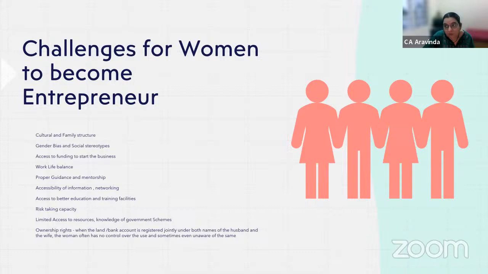Ownership rights. When you have the bank account in your name or the land in your name, it is your responsibility to be aware of what is happening with your account. Tomorrow you can't say that you don't have any knowledge, that it is only my husband or my father who takes care of everything. That will not hold good.